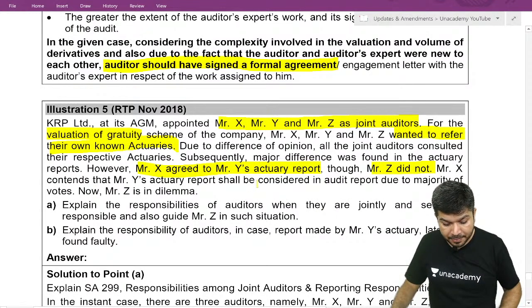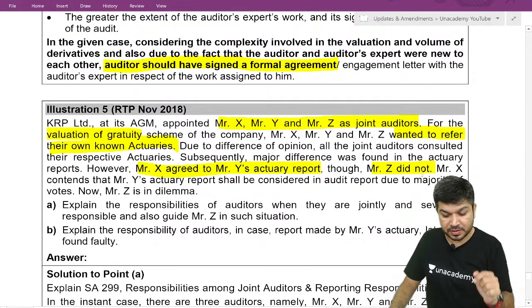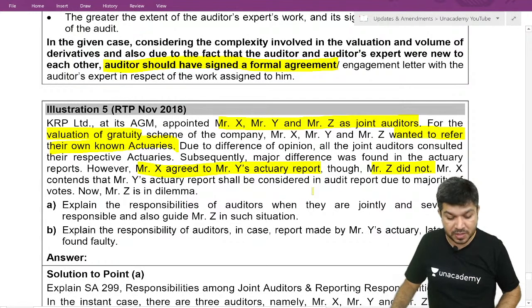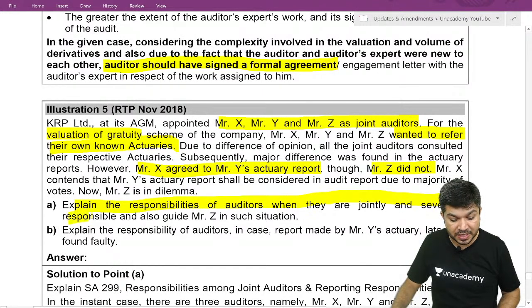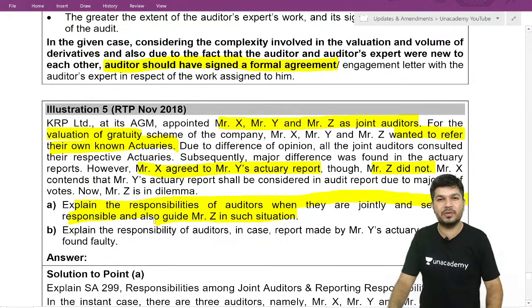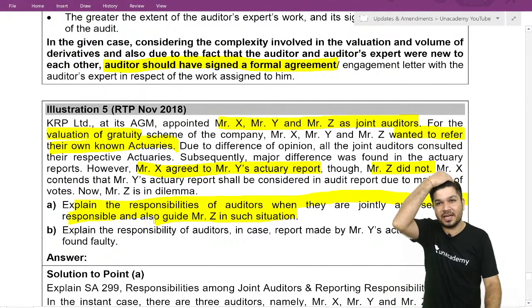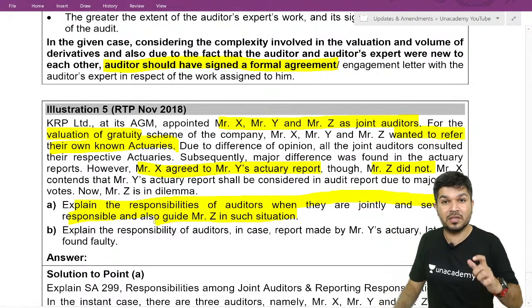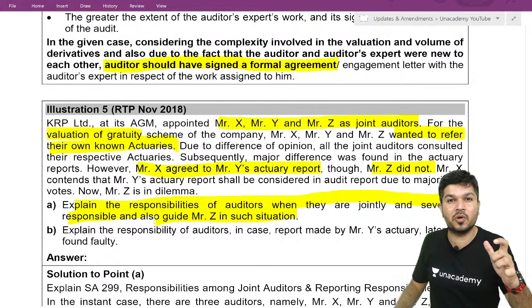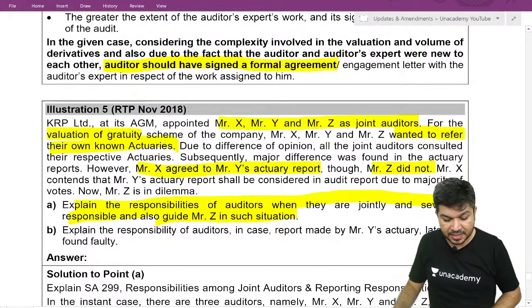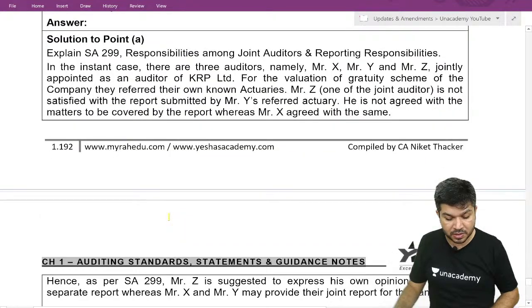So what happened over here? X and Y came out with one report. Z came out with his own separate report. Explain the reporting responsibilities when the auditors are jointly and severally responsible. Actually, there are 6 situations. In your SA 299, they've given you 6 situations where the joint auditors are severally and jointly responsible. And guide Z in this situation. What should Z do?